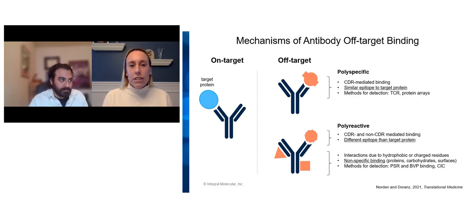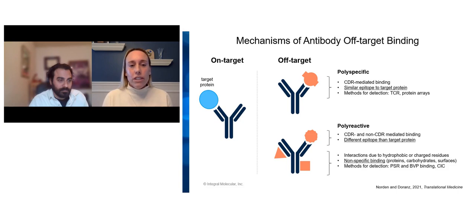So what are some of the mechanisms by which antibodies can have off-target binding? Off-target binding can either be polyspecific or polyreactive, and these are two distinct phenomena. Polyspecific off-target binding is a CDR-mediated binding interaction to a specific epitope. It's just on the wrong target. Versus polyreactive off-target binding is more of a general stickiness. This can be either CDR-mediated or non-CDR-mediated, and these binding interactions are often due to hydrophobic or charged residues, and this is truly non-specific binding. It can be to proteins, carbohydrates, surfaces, or extracellular matrix.